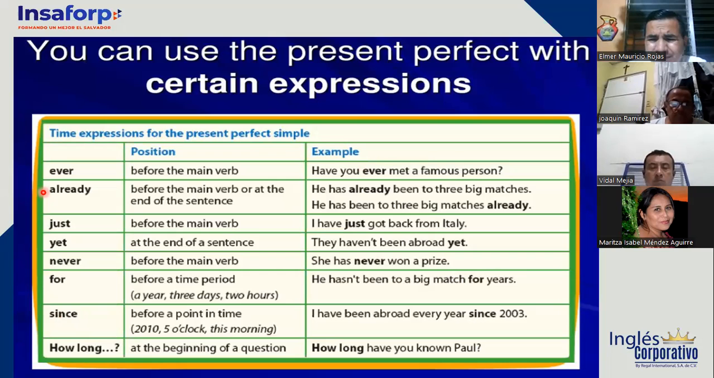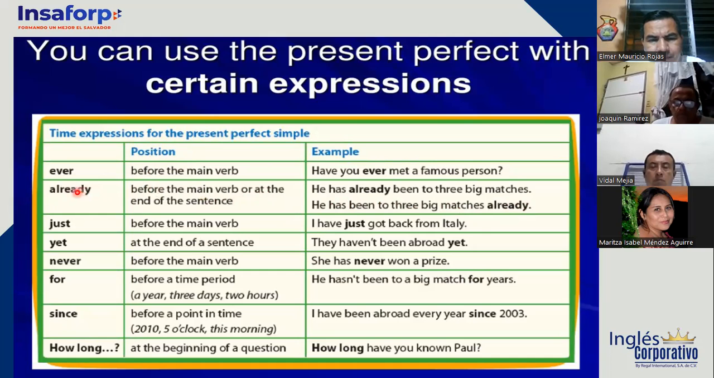So can I have a volunteer for number two? Melvin, okay, let's go, Melvin. Let's try, because it's a little bit difficult to listen to you. Already. Before the main verb or at the end of the sentence. He has already seen the three big matches. He has been to three big matches already. Thank you very much. So let me read it again in case the others didn't listen to what he said. We have the word already. What is the exact position that we're going to use? Before the main verb or at the end of the sentence.